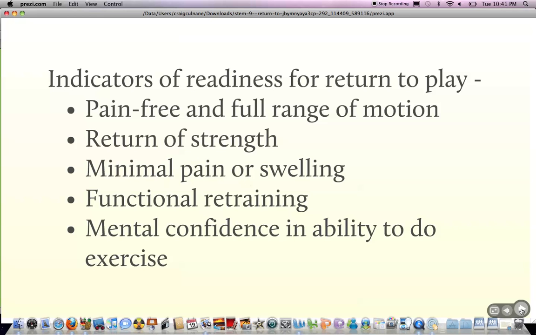Functional training. The athlete should be able to perform the specific motions and actions required for the sport effectively before returning to activity. Again, with the ankle injury, retraining an ankle in football would involve the ability to run, to stop, to change direction, to jump and to strike the ball. Finally, mental confidence in the ability to do the exercise. The athlete must feel that the injured ankle is ready to perform at the level required for that particular sport.